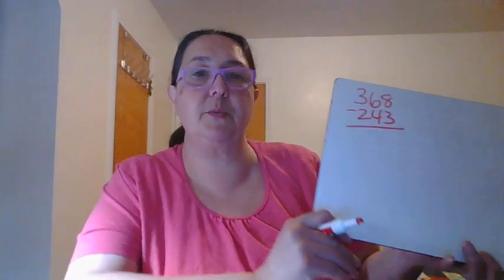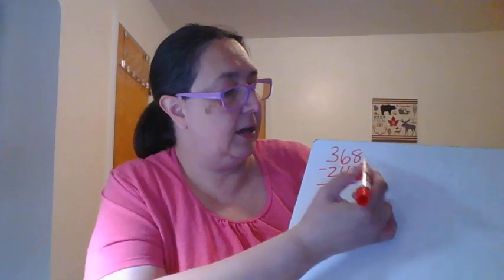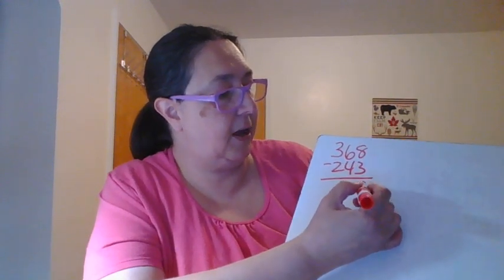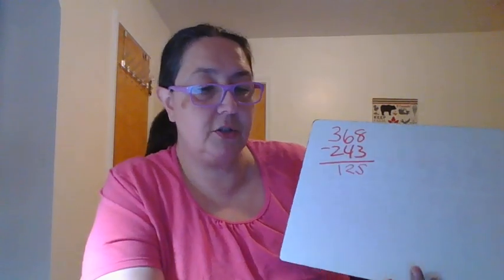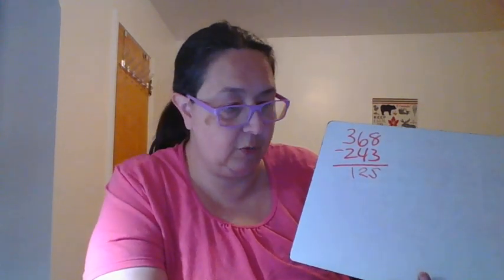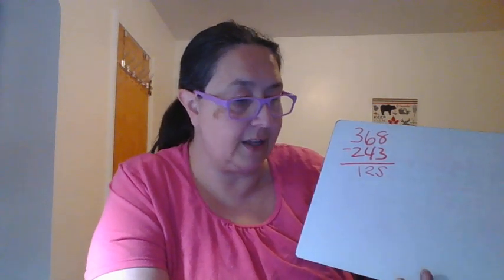Okay, let's work on this together. Some of you may have done the subtraction of 368 minus 243, and you may have stacked it up and done the subtraction like this. So let's do this together. 8 minus 3 we know is 5. 6 minus 4 equals 2. 3 minus 2 equals 1. So Holly has 125 more cards than Dara.